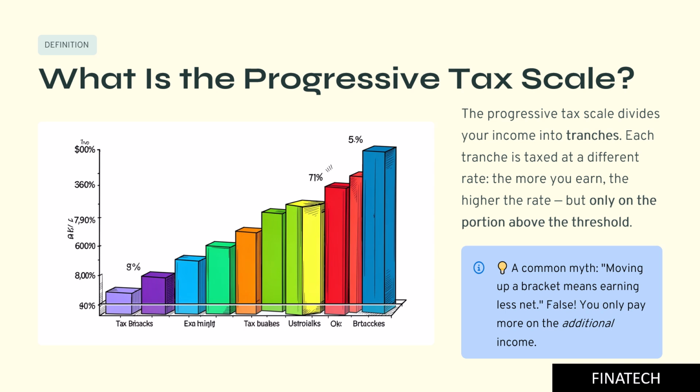A common myth: moving up a bracket means earning less net. False. You only pay more on the additional income. See on this graph. If your net salary is higher, you have more tax to pay. But if your net salary is lower, you pay less tax.